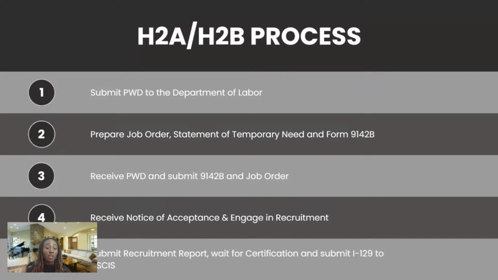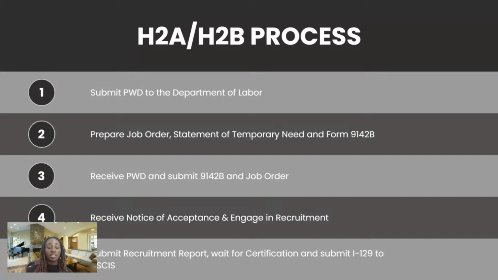But after that, you're immediately preparing that job order and then the statement of temporary need, because with these two visas, you have to show that there is a temporary need, whether again it's intermittent, seasonal, peak load, you have to show that. And then that Form 9142B is that temporary labor application. After you receive that prevailing wage, you actually submit that application and that job order because it has to be verified and approved by the Department of Labor. That's the only big difference in this situation.